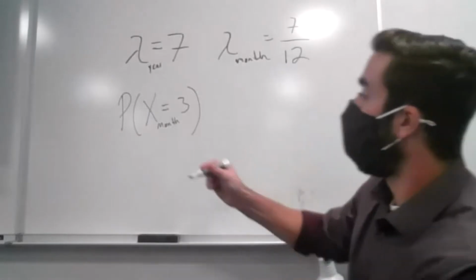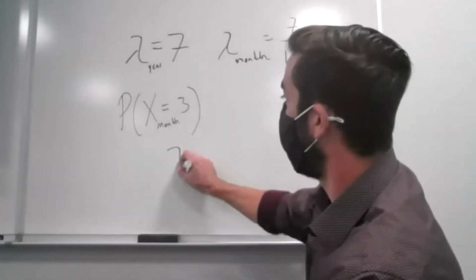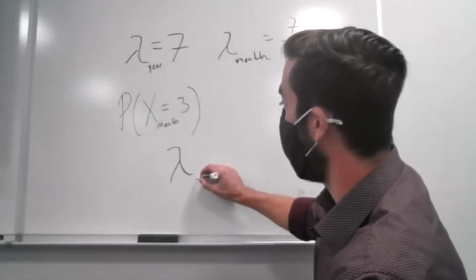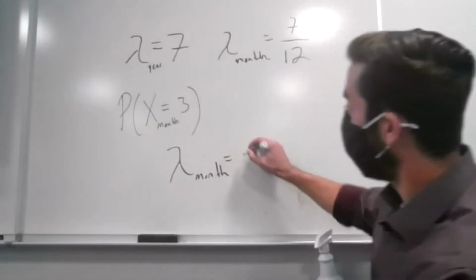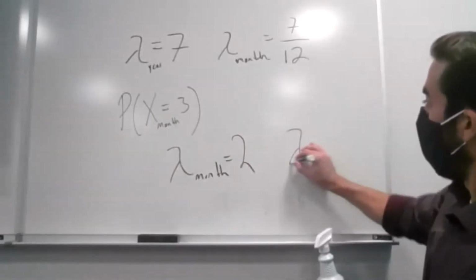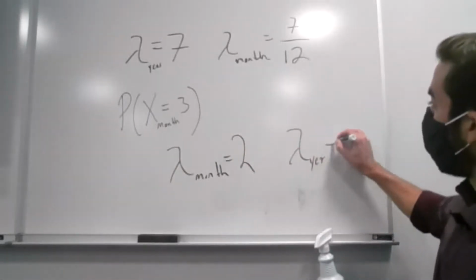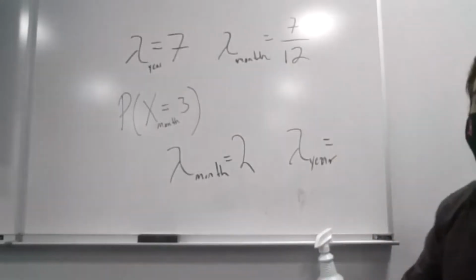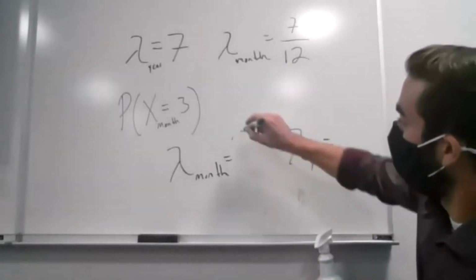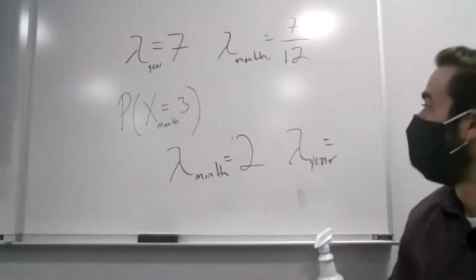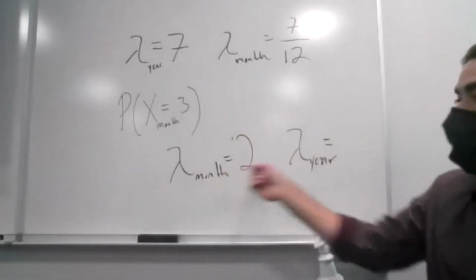Now, what happens if I want to go instead, let's say the number of people that are killed by lightning every month is 2. How would I find the average number of people that are killed every year by lightning? Also, this looks like lambda. Hold on. 2. How would I do this conversion?